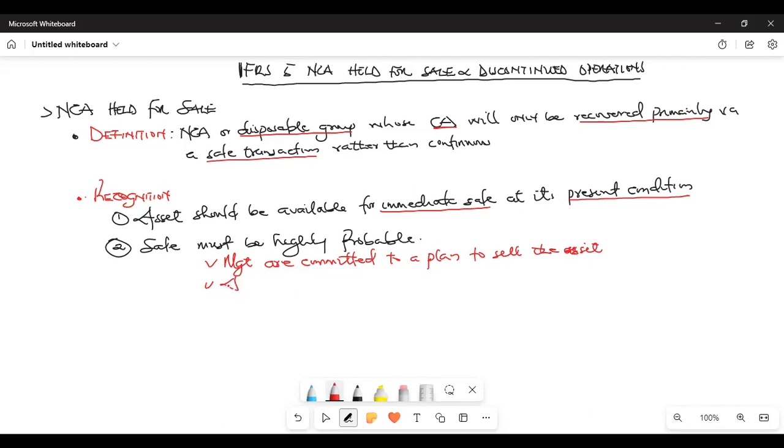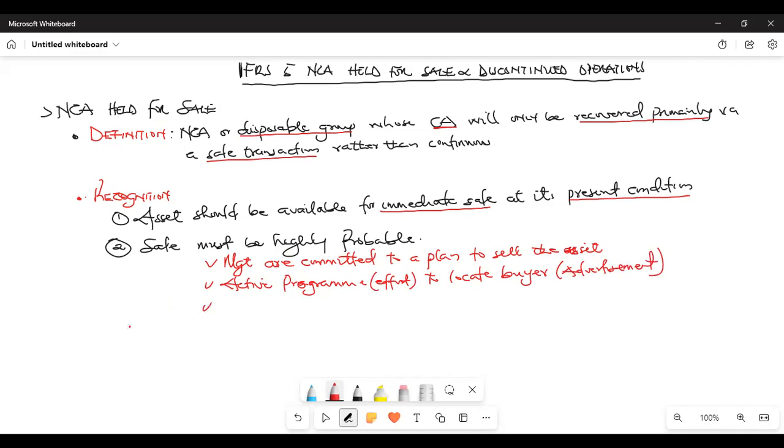Number two, under this same must be highly probable for sale criteria, we say that there must be an active program. So there has to be an activity, a program. What we mean is an effort. There must be an effort to locate a buyer. You cannot tell me that you want to sell something when you are not doing anything to locate a buyer, i.e., kind of an advertisement. So there must be an effort.